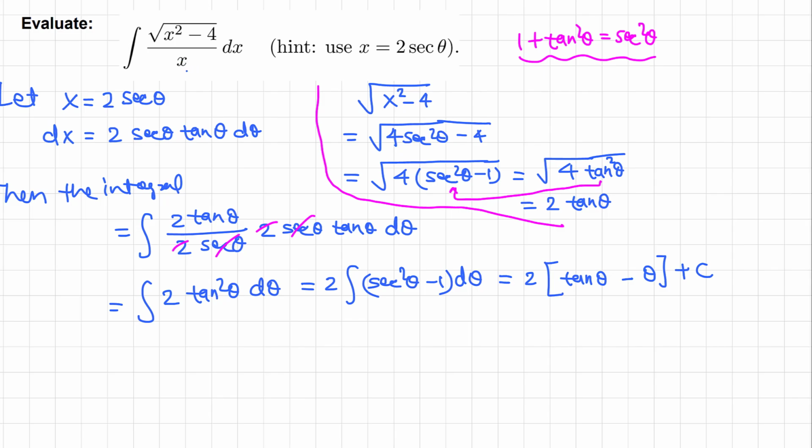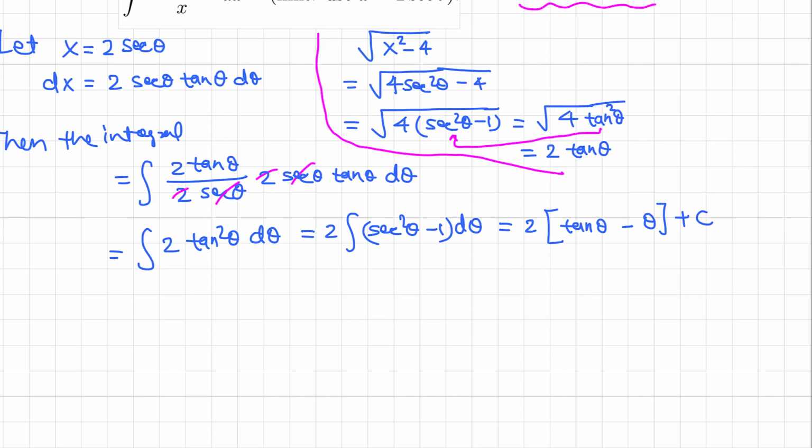But unfortunately, look at the question. This is given in terms of x and our answer is in terms of theta. So we need to back substitute theta with nice numbers and get back to x. Whenever we use this assumption, x equals 2 secant theta, from this we can always find tangent, I mean any trig function. So we need to use a right triangle.